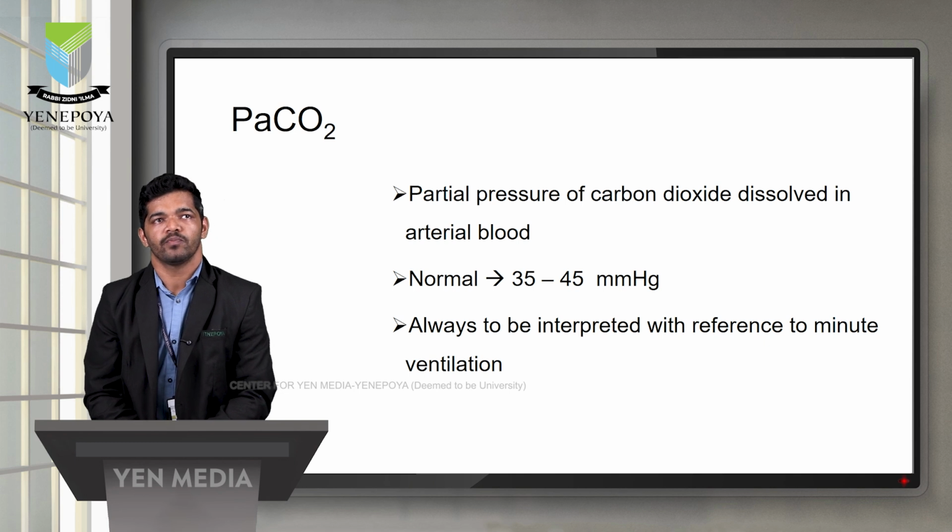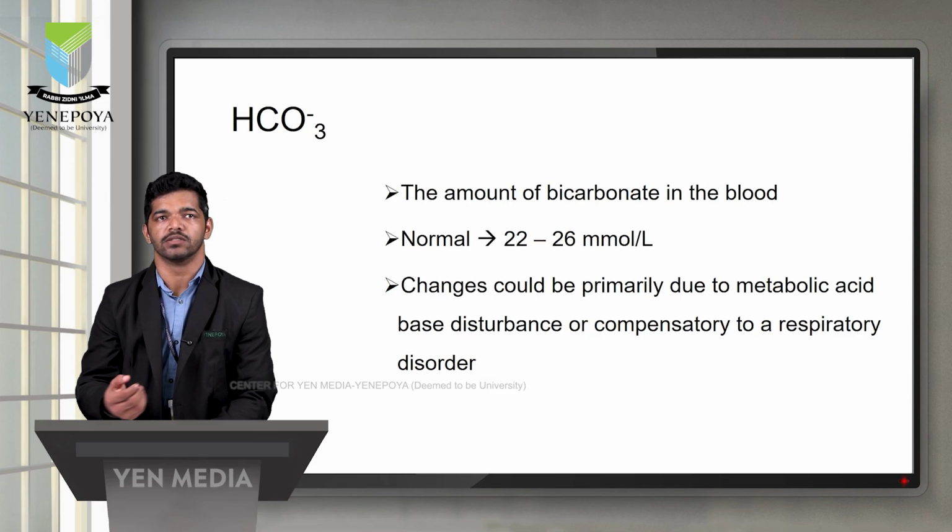So PaCO₂ is the partial pressure of carbon dioxide dissolved in the arterial blood. So the normal range of arterial CO2 level is 35 to 45 mmHg, and we always have to interpret PaCO₂ levels with the help of the minute ventilation of the patient.